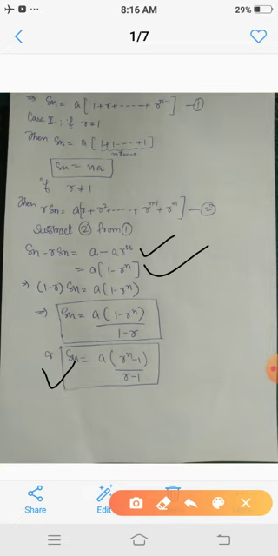So this is the sum of the n terms of a GP whose first term is a and common ratio is r, which is not equal to 1. This means that when r is 1, the sum of the first n terms is na, and when r is not equal to 1, the sum of the first n terms of the GP is a into 1 minus r^n upon 1 minus r, or a into r^n minus 1 upon r minus 1. So in this way we find the sum of the first n terms of this GP. So thank you.